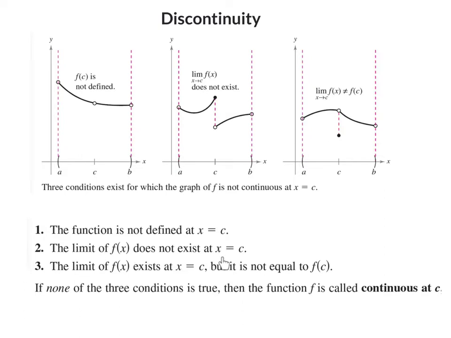Also, the limit does not exist. So for example, the limit is not going to exist at x equals c because I have this jump. And also the limit does exist, like it does here. The limit would be whatever that y value is, but it's not equal to the output of when I plug in c, because that would be the output, but this is where the limit exists. So those are some examples of discontinuity.